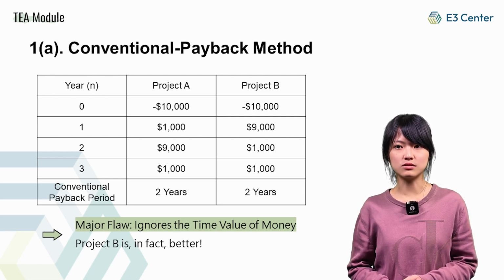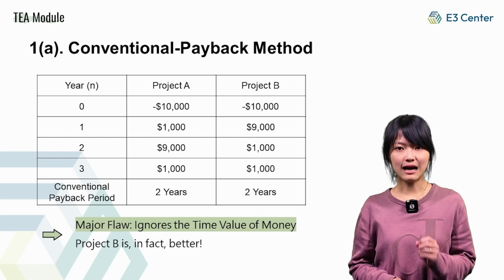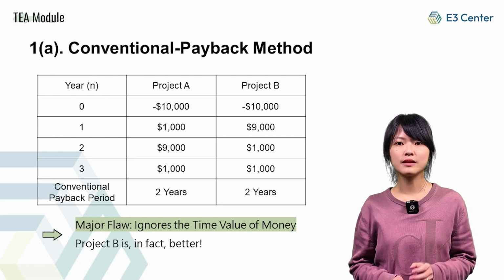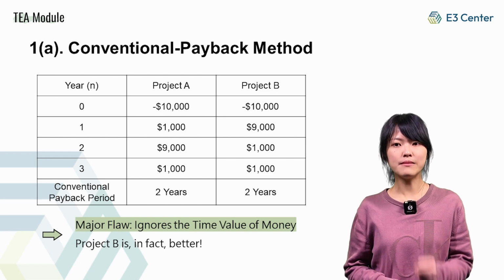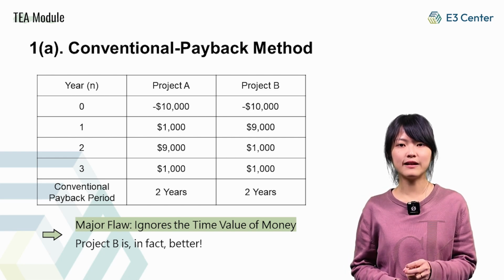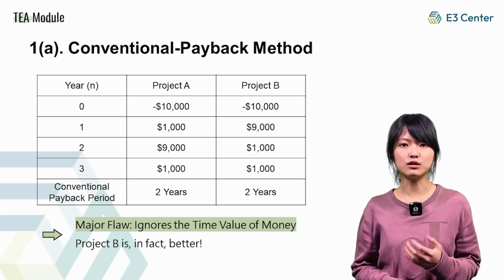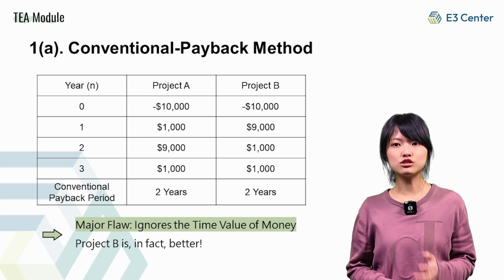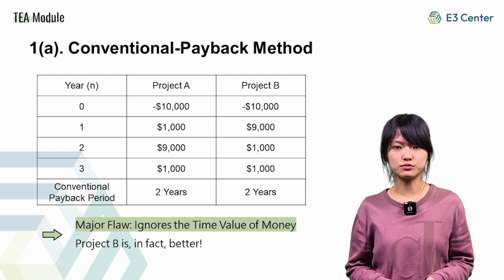returned $1,000. This difference highlights a major flaw in the conventional payback method. It overlooks how the timing of cash flows can affect the overall value of an investment. So in reality, in this example, Project B is a more valuable option.